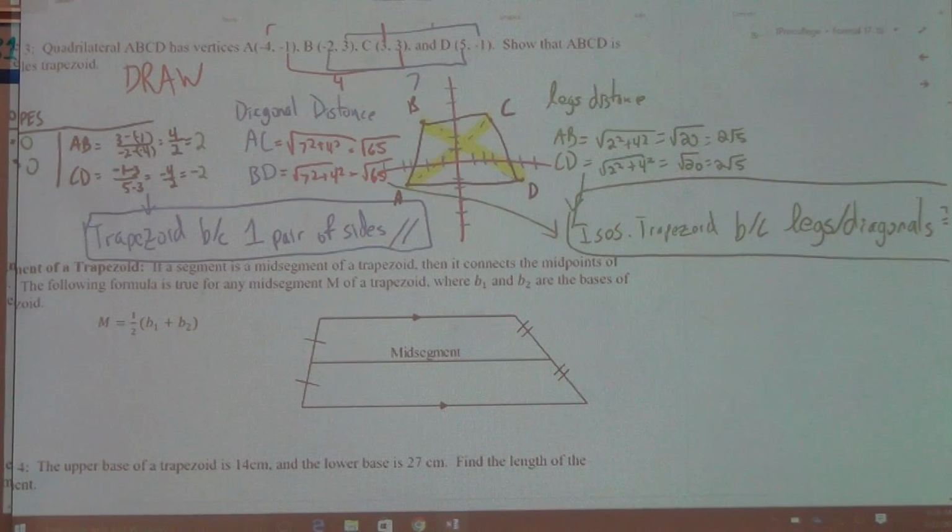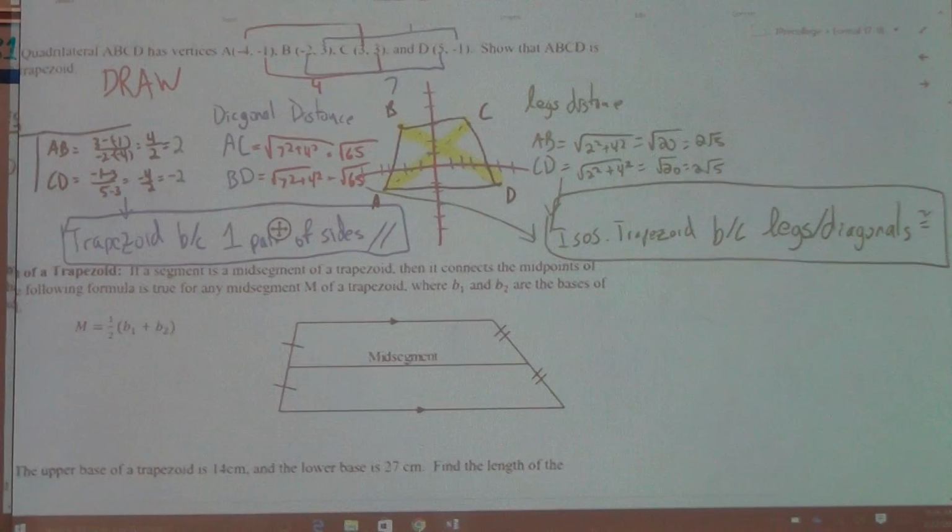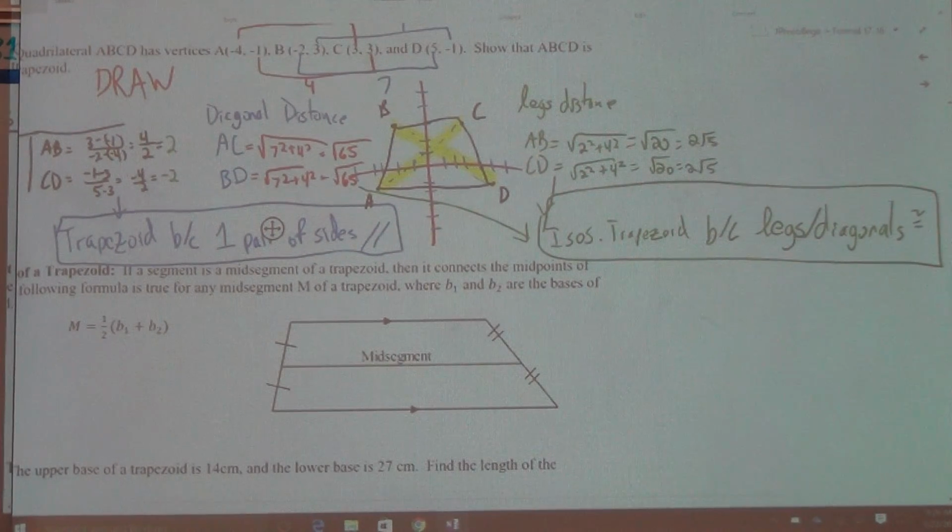So hopefully that's centered up for you, okay? So you just pick one of those reasons why it would be an isosceles trapezoid, and this would be the exact reason why it's a trapezoid.